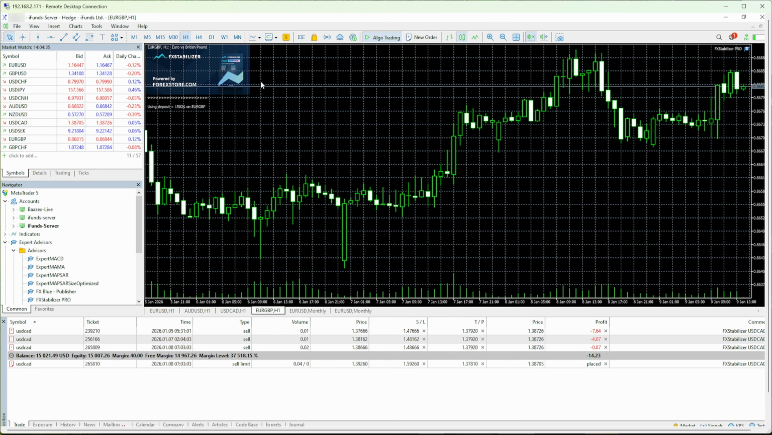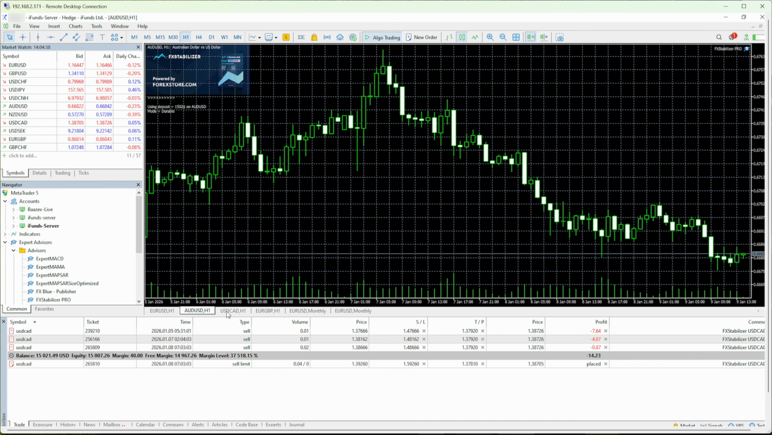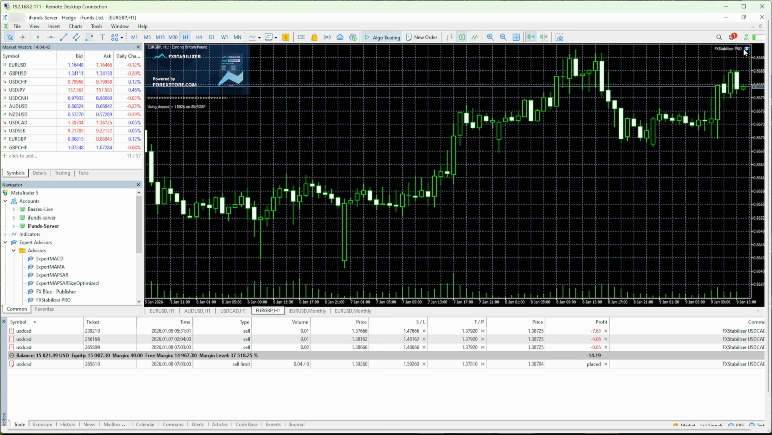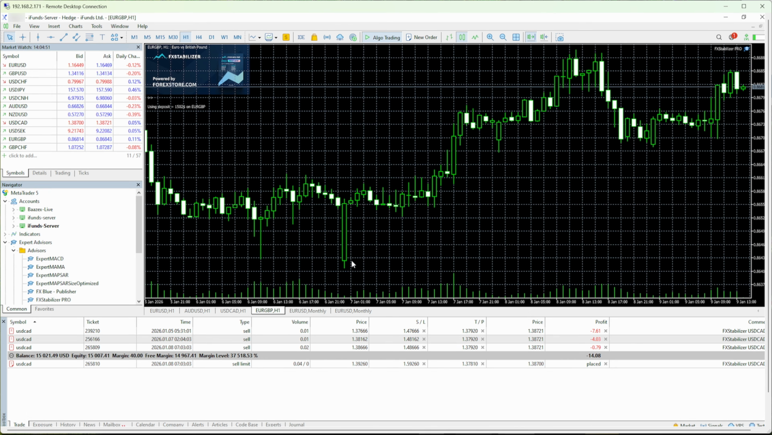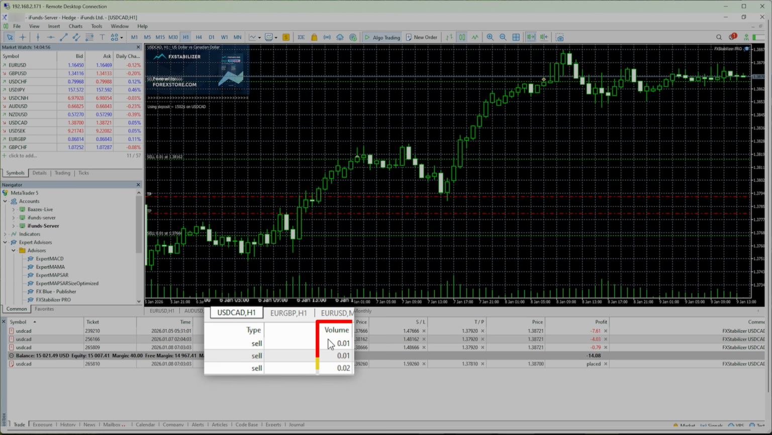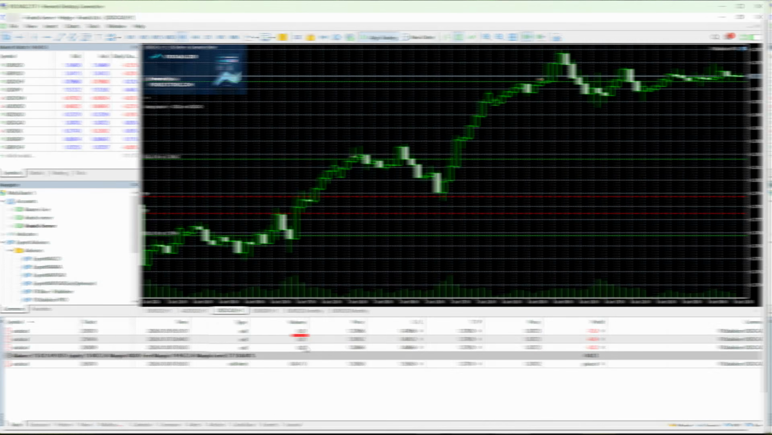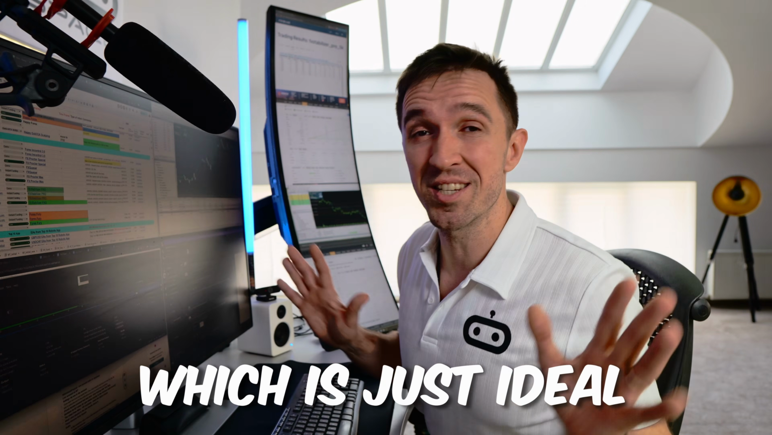So if I show you my other VPS, you will see this new account where I'm trading 4 currency pairs, and I am trading with a risk of 10%. So then the expert advisor automatically calculates that for the dollar CAD, for example, the most suitable lot is 0.01. It starts with the minimum, which is just ideal.